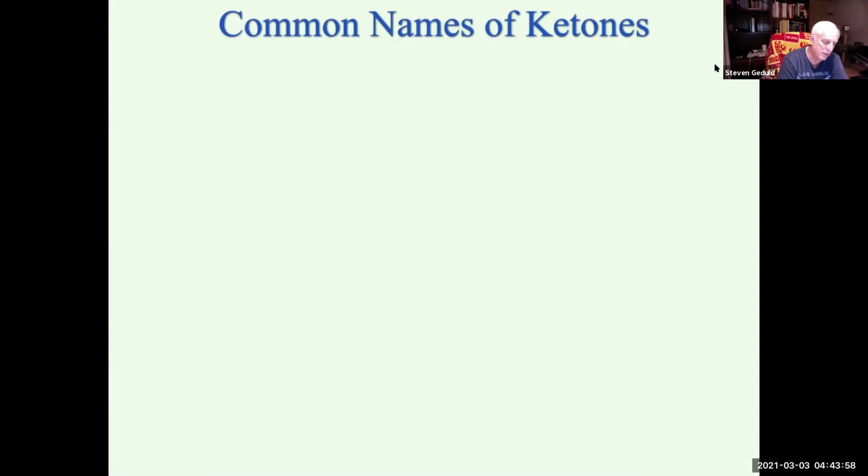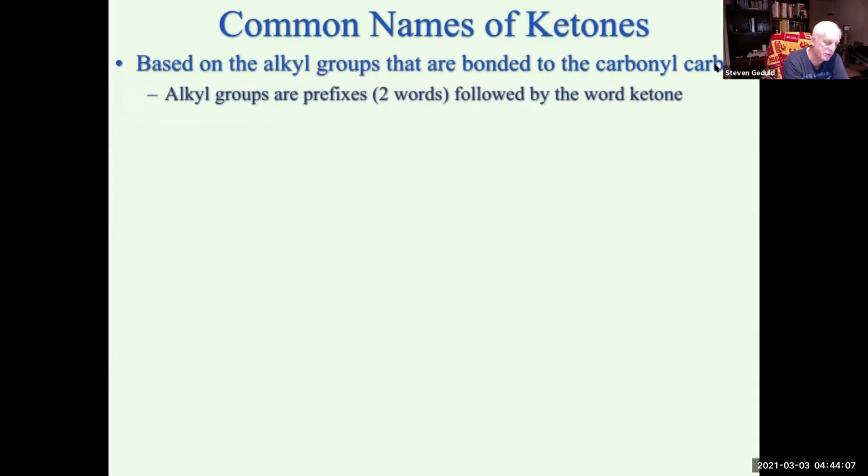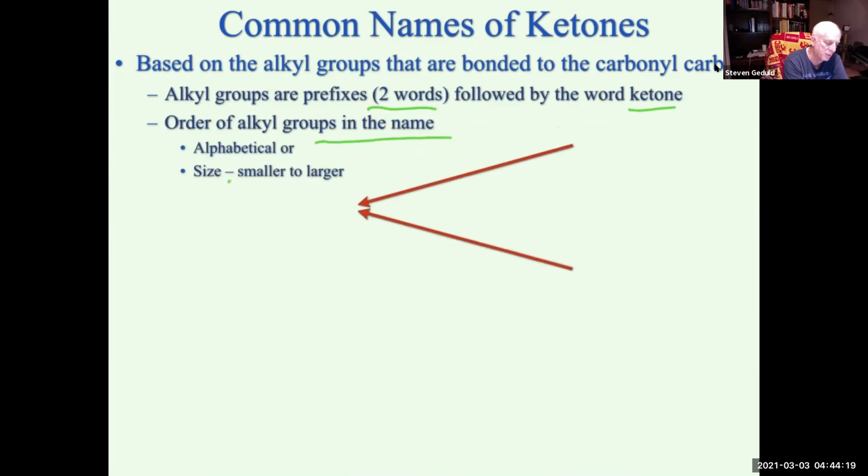So common names of ketones. Again, you have the common names from the Greek letters. Again, you do the same thing. Alkyl groups are prefixes, two words followed by the word ketone. That's what we just got done doing. You order the alkyl groups in the name, either alphabetical or size, smaller to larger. Usually it's smaller to larger. Some people usually put them alphabetical.